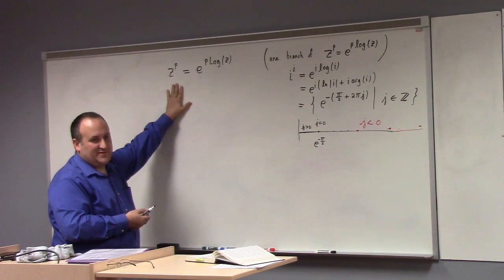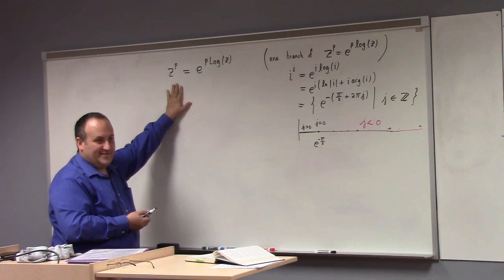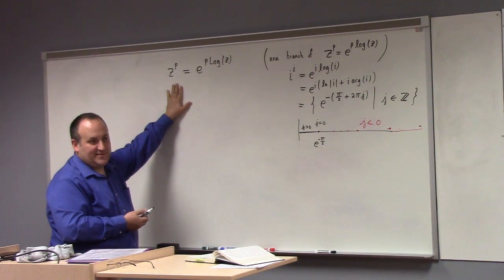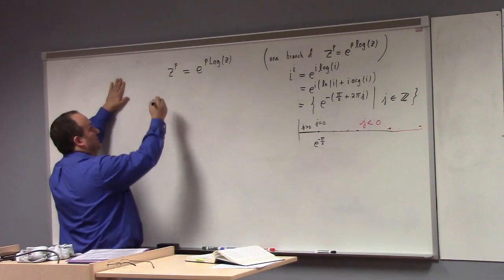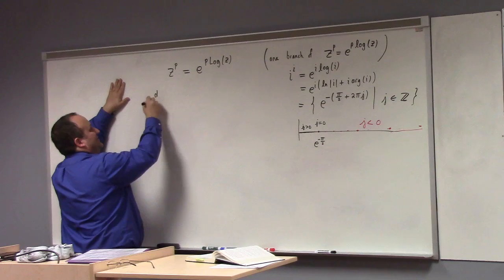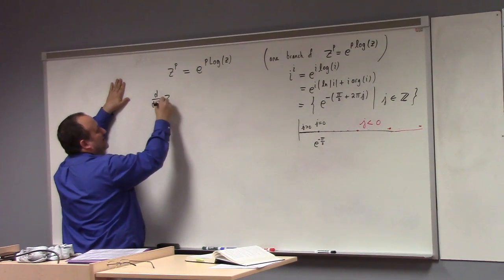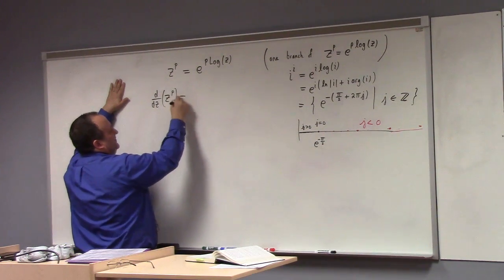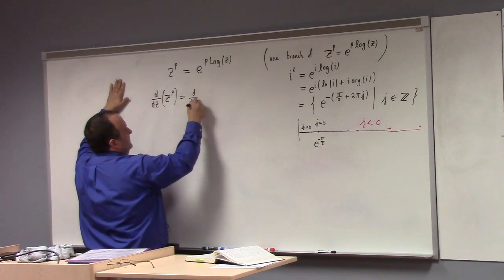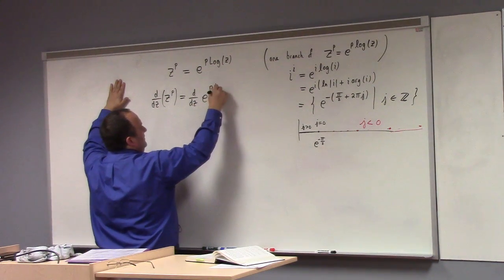If there's any justice, what does the derivative have to be? p z to the p minus 1. So you don't even need to take this course. You already know complex analysis. That's good, right? Let's derive it. So d/dz of z to the p. So we got ourselves d/dz of e to the p log z.